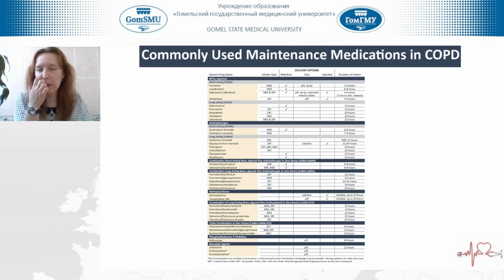Here you can see commonly used maintenance medications in COPD. In this table: beta agonists, short and long action; anticholinergic drugs, short and long action; combination of short-acting beta agonist with anticholinergic drugs; LABA, LAMA, and the methylxanthines that we can use, aminophylline and theophylline; combinations of LABA and LAMA, LABA and glucocorticosteroids; triple combination; phosphodiesterase inhibitor roflumilast; and mucolytic therapy in pills. These are the drugs that we can use for patient treatment of COPD.